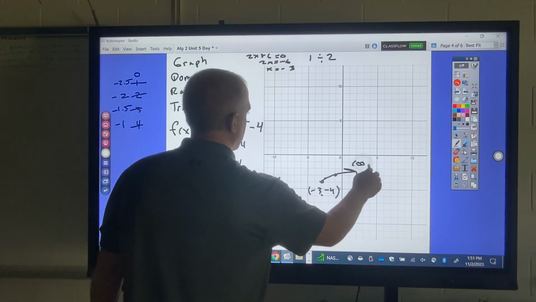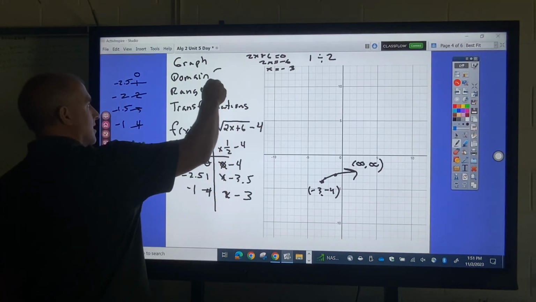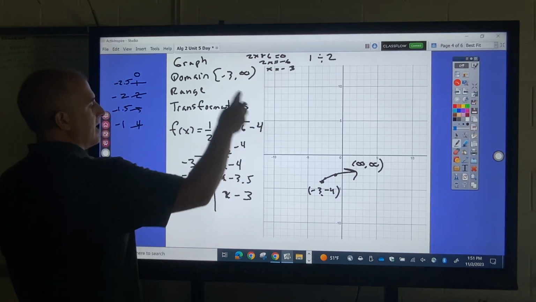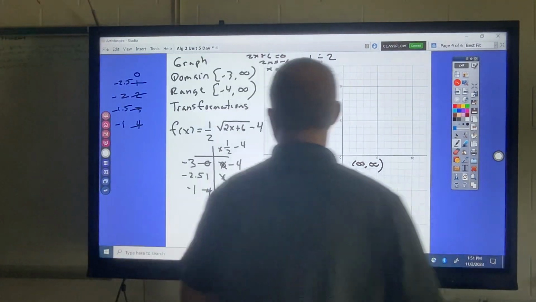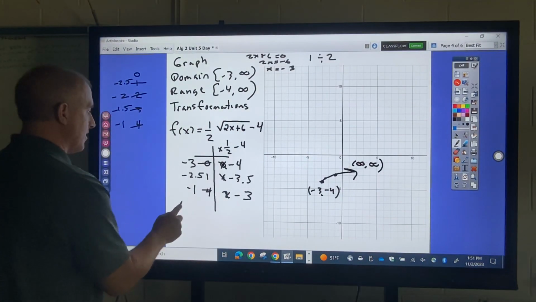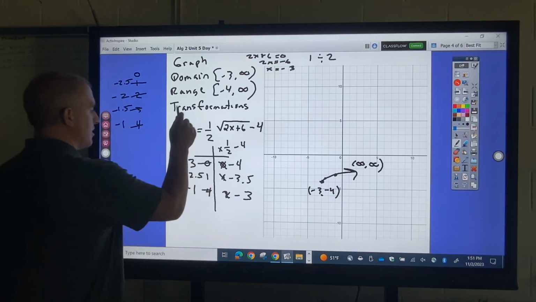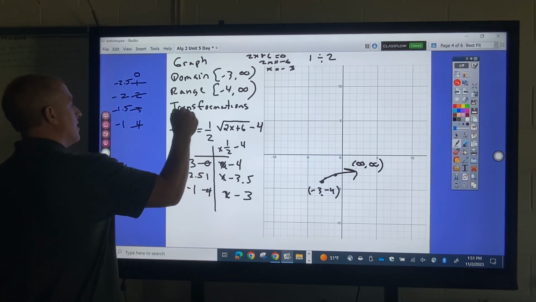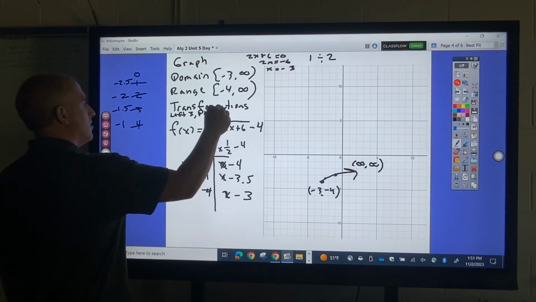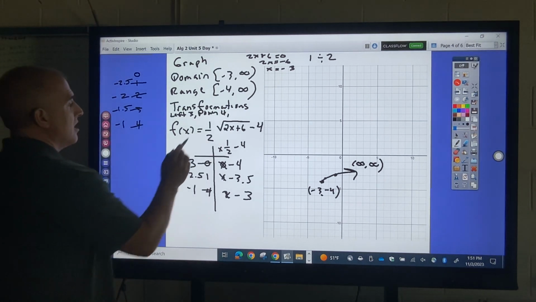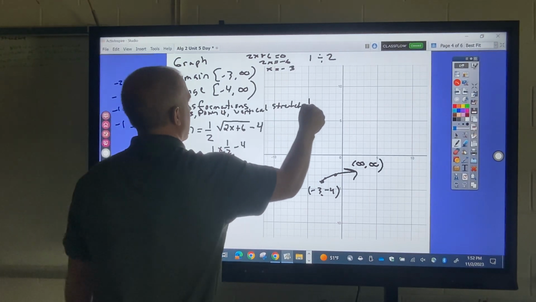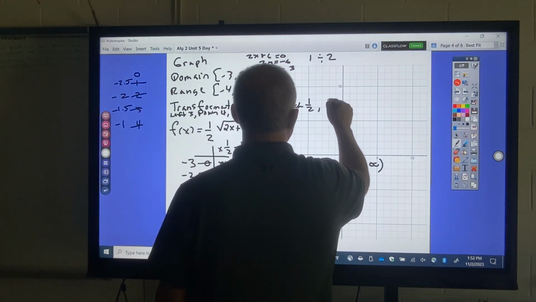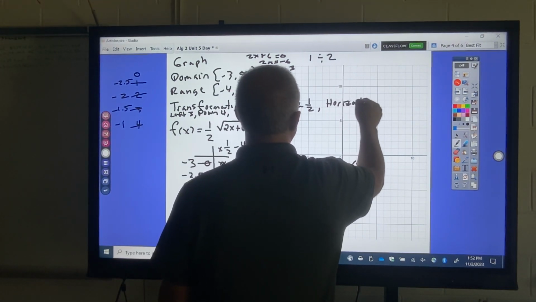Okay, so I got -3, -4. This will be infinity, infinity. So my domain is -3 to infinity. My range is -4 to infinity. And my transformations, what's taking place here? I'm going to go left 3, down 4. I've got a vertical stretch of 1/2. And I have a horizontal stretch also of 1/2.